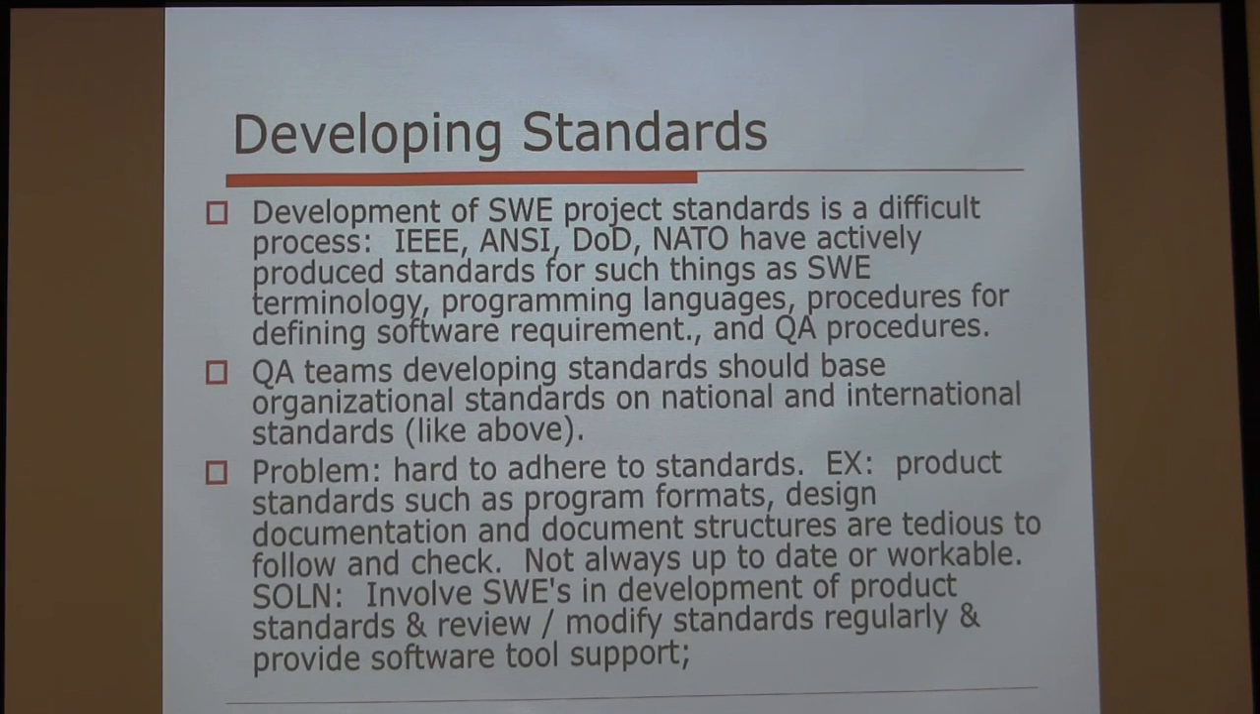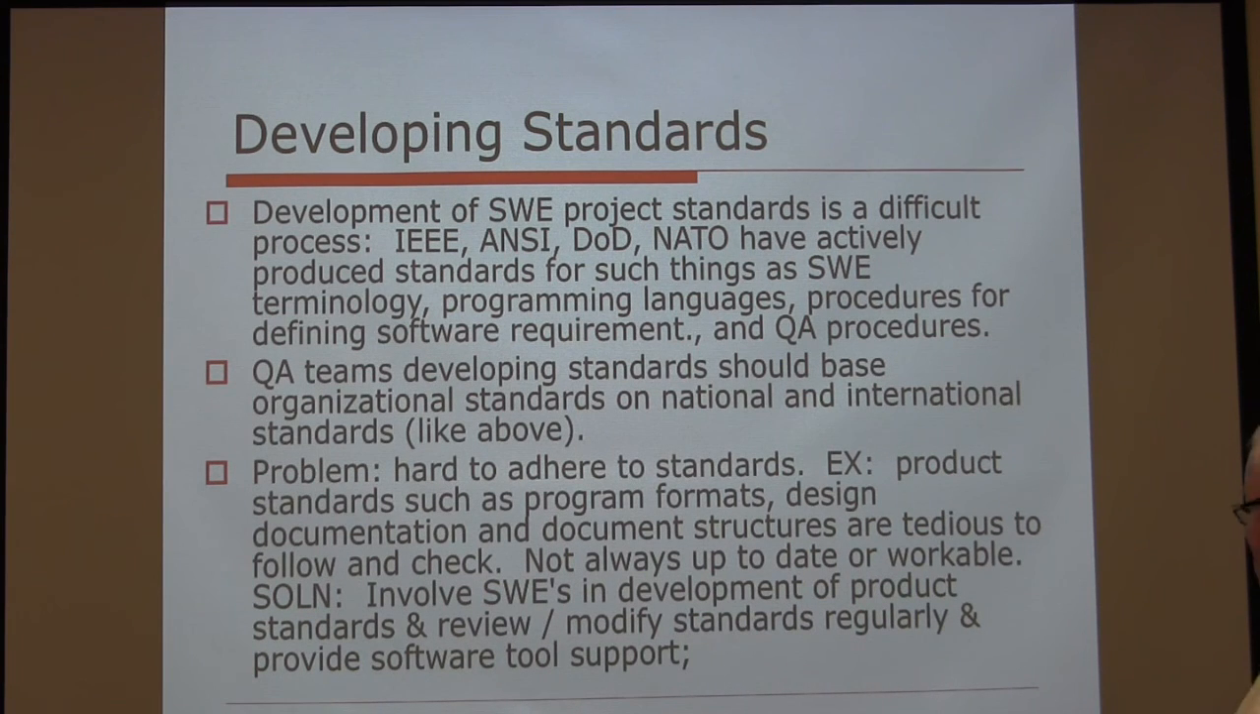So how do we develop standards? Well, software engineering product standards is a difficult process. Here's where you've got the different organizations, IEEE, ANSI, Department of Defense, NATO. All of them have actively given standards for software engineering terminology. So even our documentation, and we're talking about the documentation during the process, we need to use the right terminology. The languages, procedures for defining the software requirements. That's our first step, isn't it? And the QA procedures. We have QA teams. So we may have members of each one of the active groups, programming, testing, maintenance, and so forth, may form a quality team. And those people are going to get together periodically on some kind of plan.